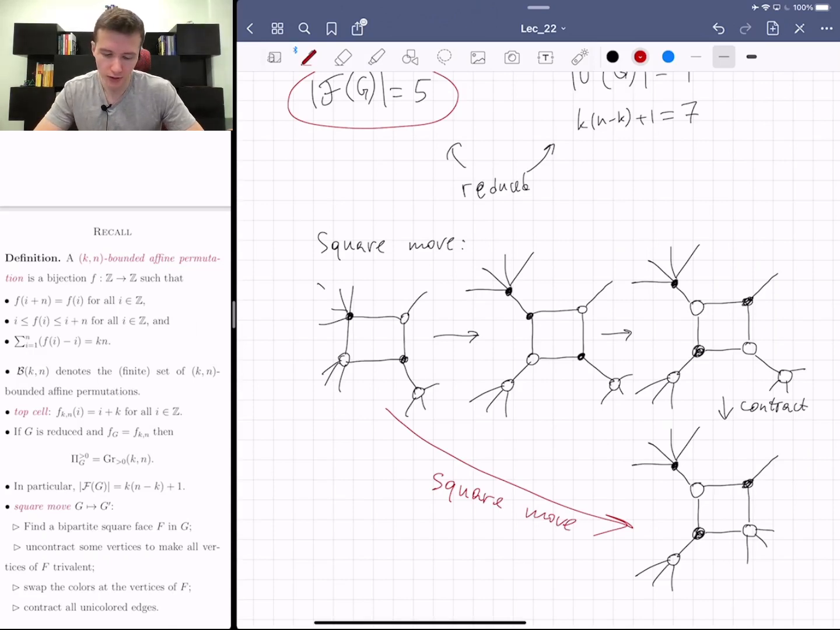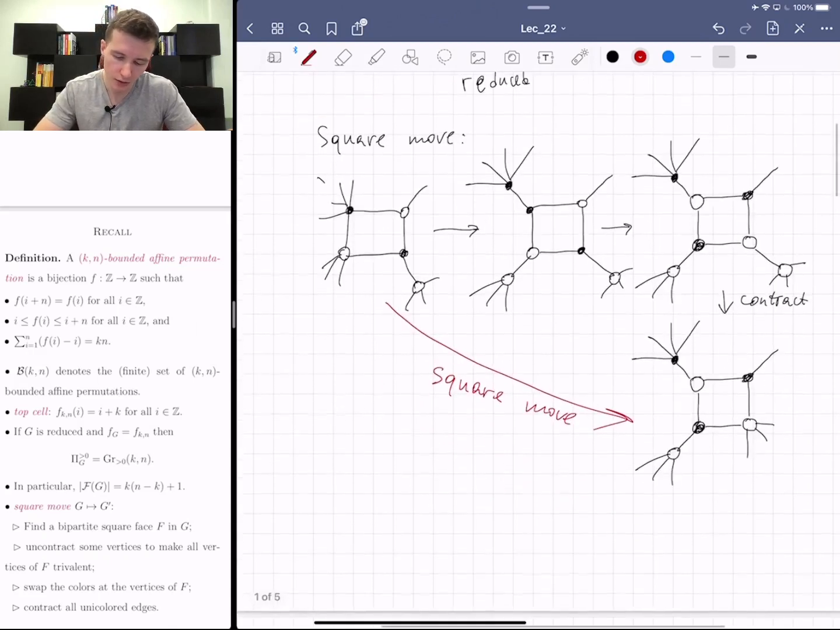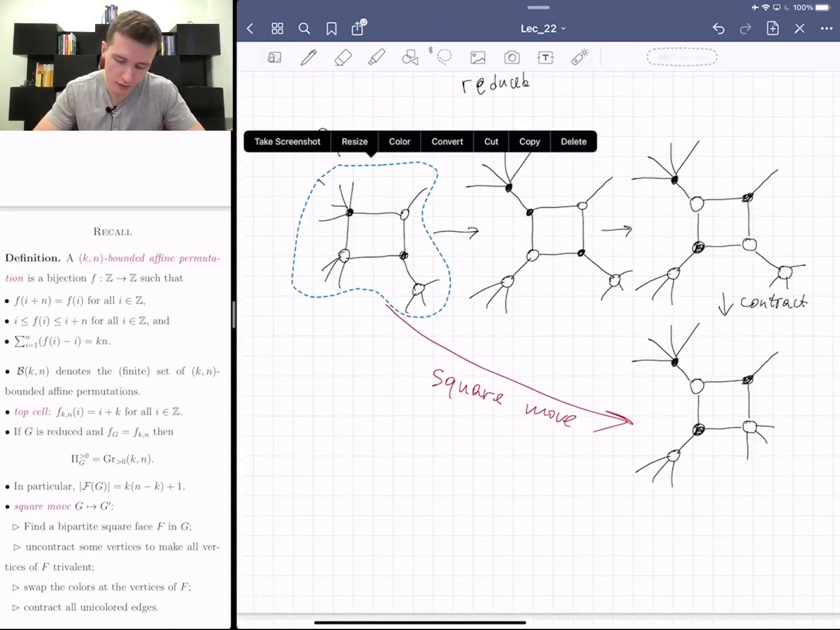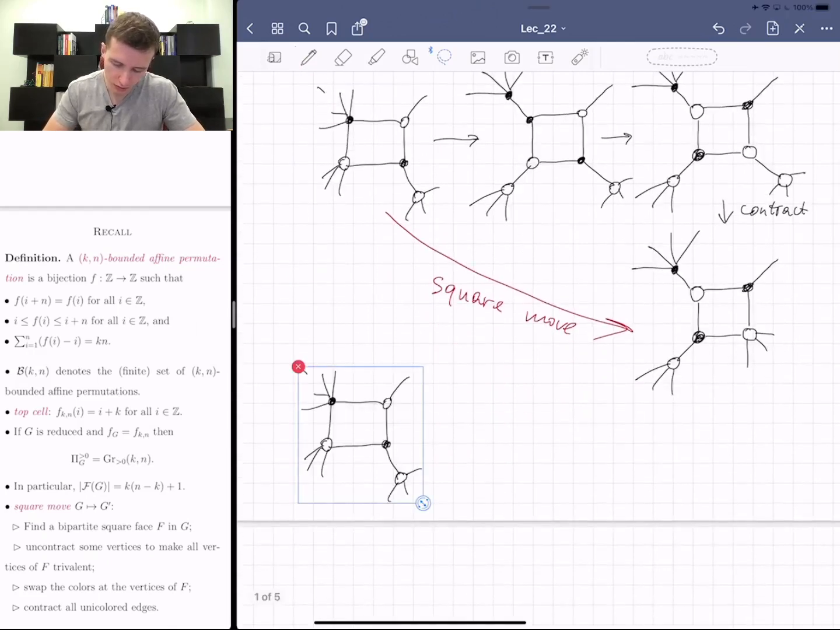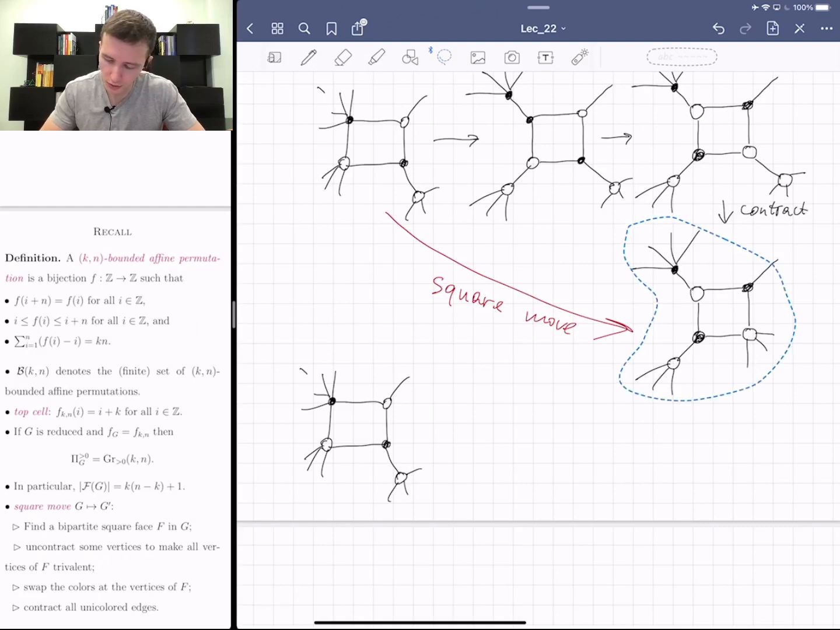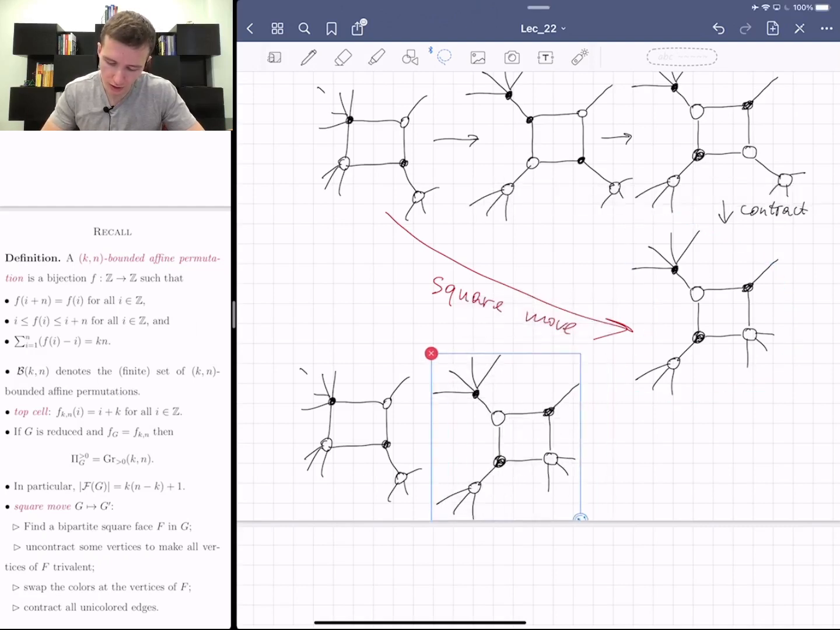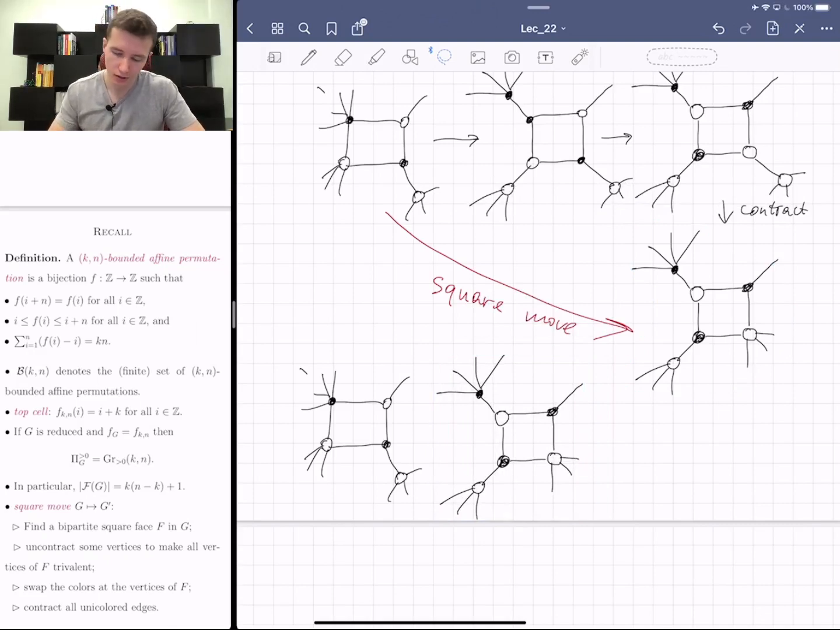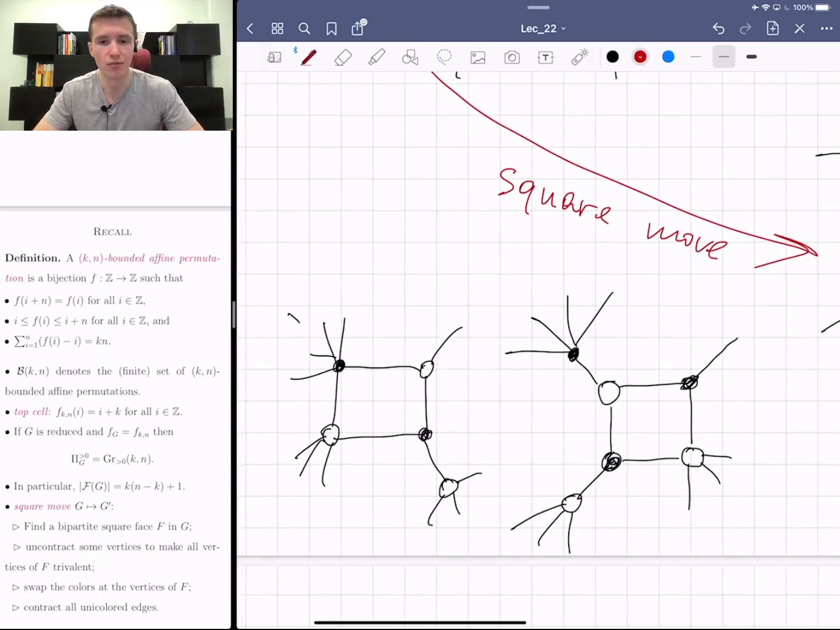Okay, so if you look at the original graph and you look at the one you got after the square move, what happens to the strand permutation? What do you think? Okay, yeah, that's a good guess. So hopefully the strand permutation is the same, but is it actually the same?